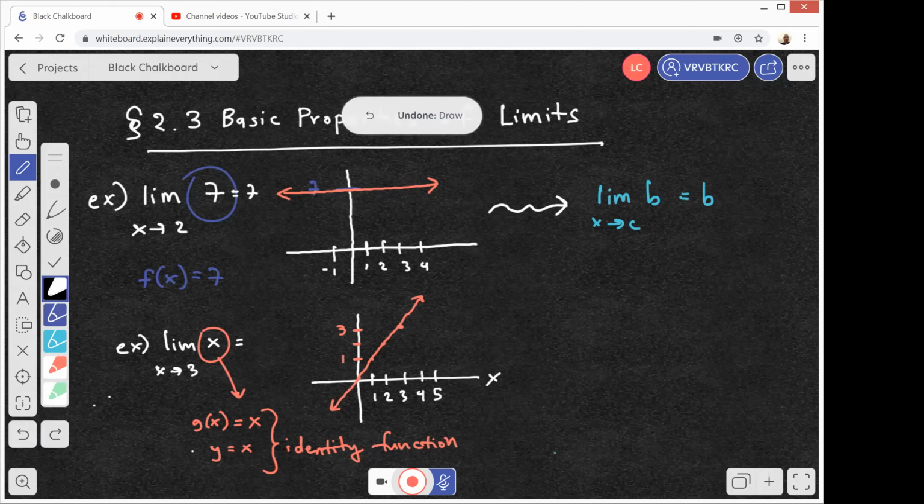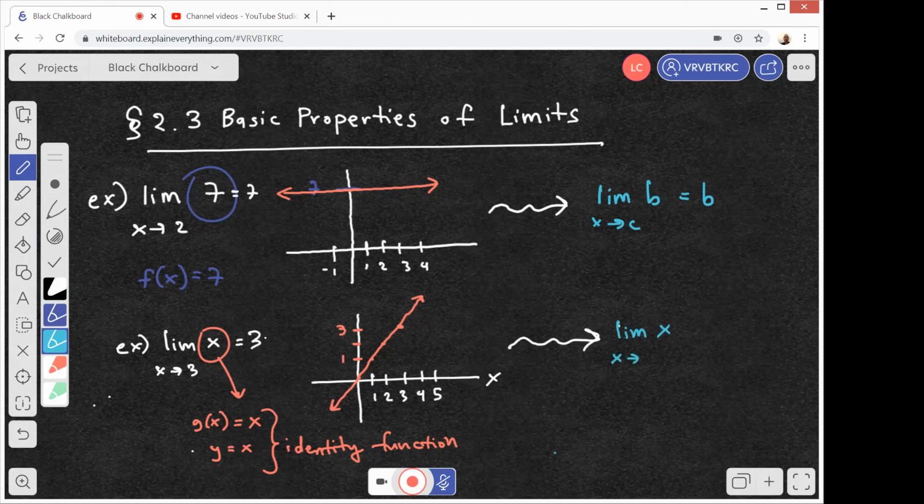There you go. So now if I were to go abstract, I would say the limit of x as x approaches some constant, some number, we're going to get back that same number. So that's how that looks.